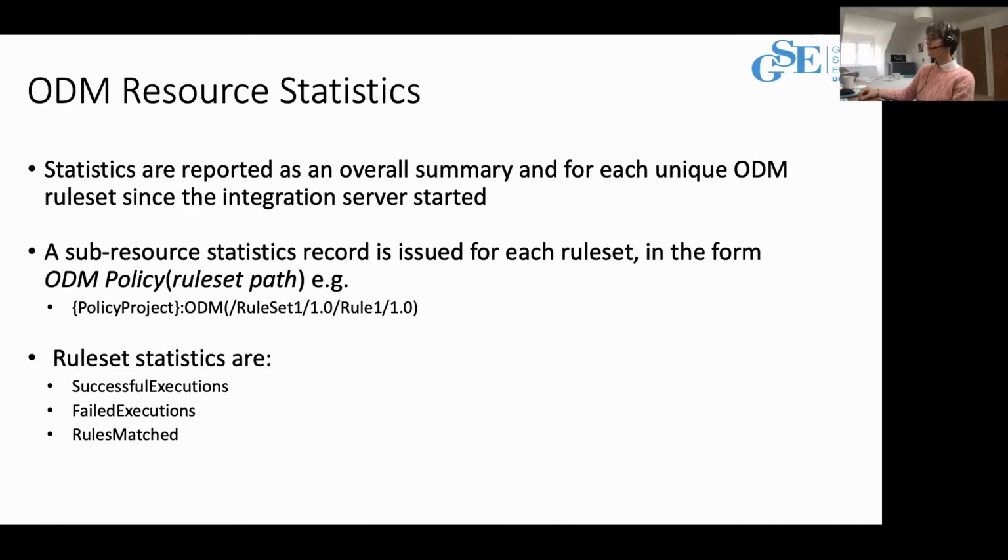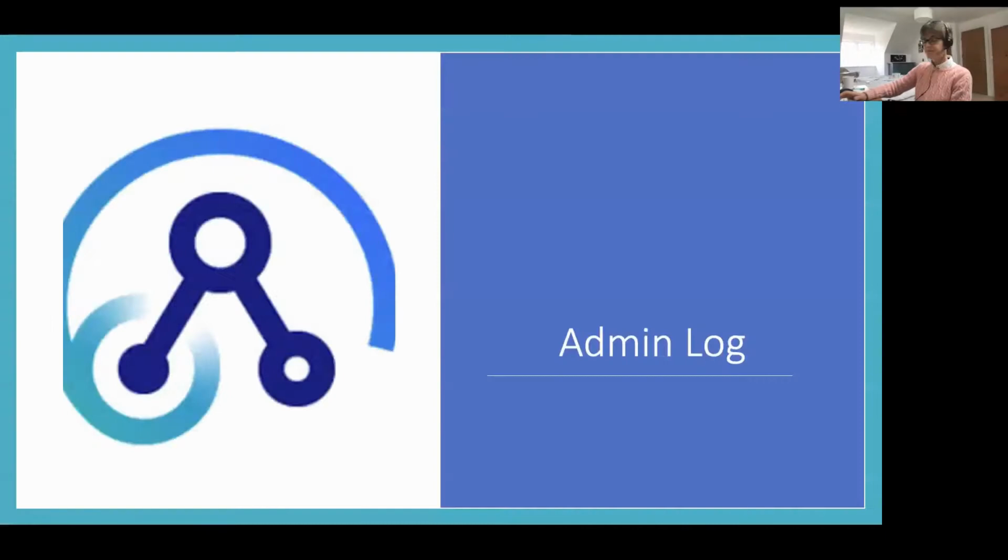So this should give you a bit of information on what's been going on in that ACE and whether your messages aren't matching and such. So that's on ODM resource statistics. I'll just go on. So admin log.